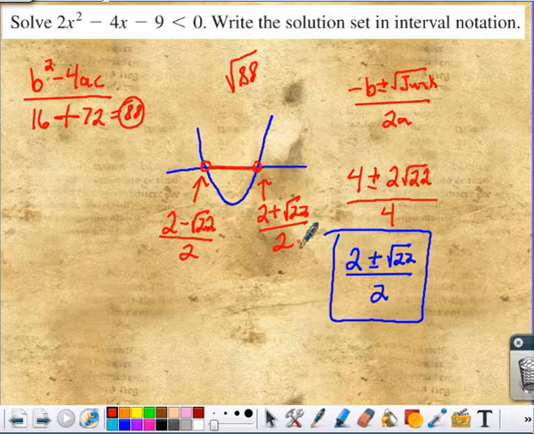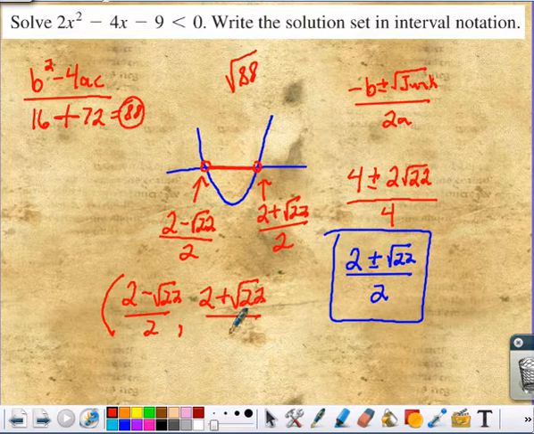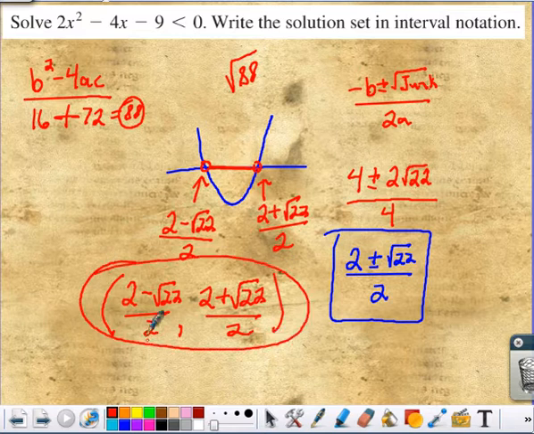So the way that they're probably going to list it on the test would be all values from, where is it below, all values from 2 minus root 22 over 2 up to 2 plus root 22 over 2. That is not a point. That is an interval, everywhere from here to here.